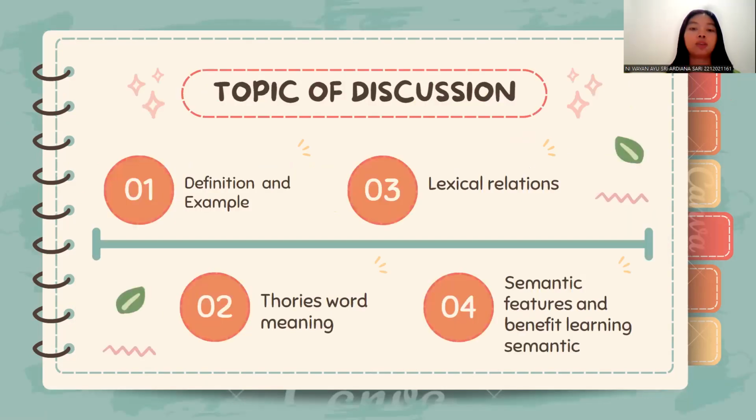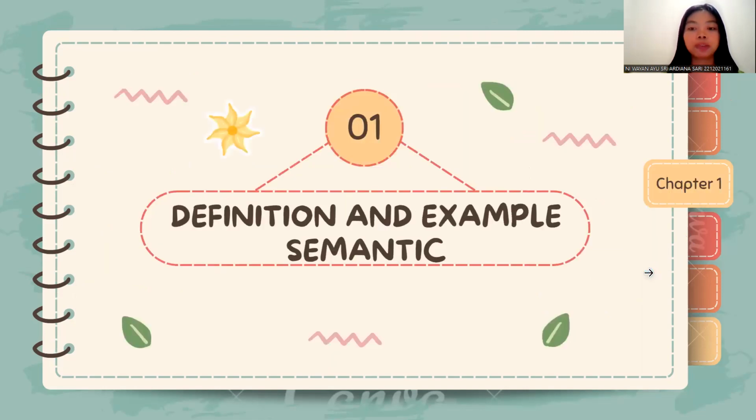Okay, the next is the topic of the session today. One is definition and example of semantics. Two is theories of word meaning. Next is lexical relations. Next is semantic features and benefits of learning semantics. Okay, the first material is by my friends.